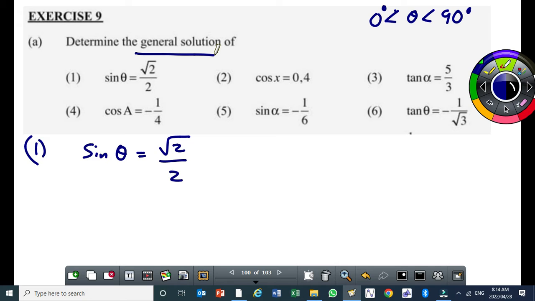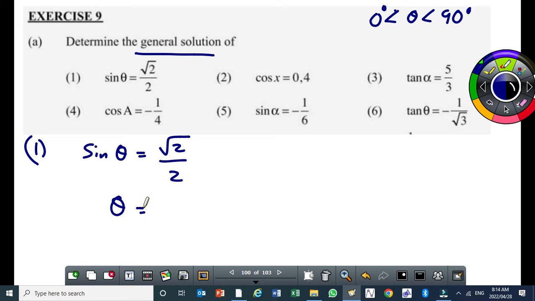So we are not finding a specific value or specific values of theta, but we are finding a formula that we can use to determine all the possible values of theta. So the general solution is a formula, or it's a set of formulas. So from Tuesday's lesson, here our ratio is square root of 2 over 2, and on the left-hand side, we have got sine theta. So this is already simplified.